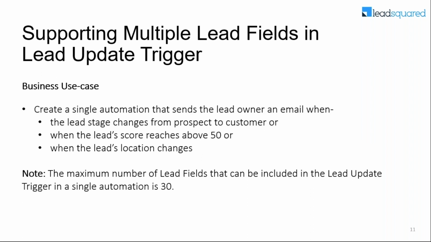One particular business use case for this feature is that you can create a single automation that sends the lead owner an email when any of the below conditions are matched, like the lead stage changes from prospect to customer, or when the lead score reaches above 50, or when the lead's location changes. One point to note here is that the maximum number of lead fields that can be included in the lead update trigger in a single automation is 30.